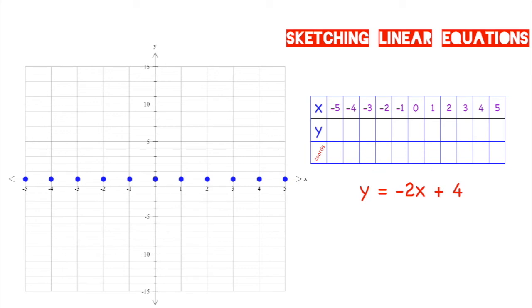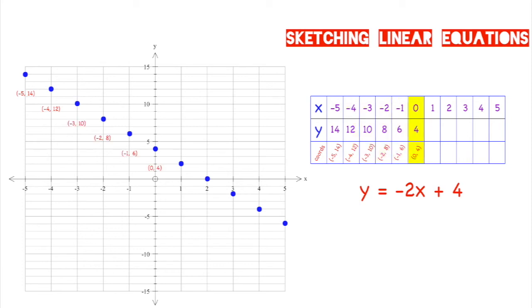Having a look at the final example now, the equation, or the how high rule, is y equals -2x plus 4, meaning that for every x coordinate it is multiplied by -2 and then has 4 added onto it. -5 times -2 is 10, plus 4 is 14, giving us the coordinates of -5, 14. Stopping at 0 now, 0 times -2 is 0, plus 4 is 4, giving us a coordinate of 0, 4. And stopping again at 5, 5 times -2 is -10, plus 4 is -6, giving us the coordinates of 5, -6.